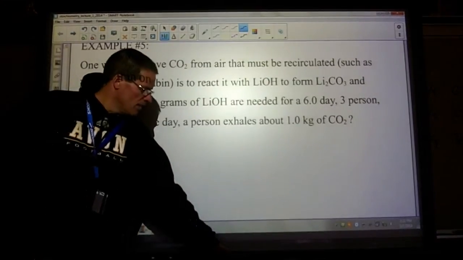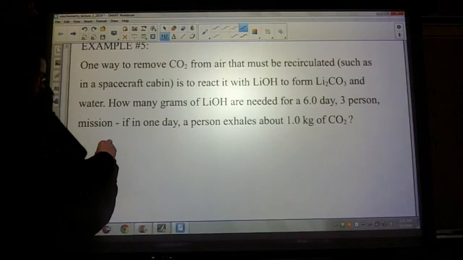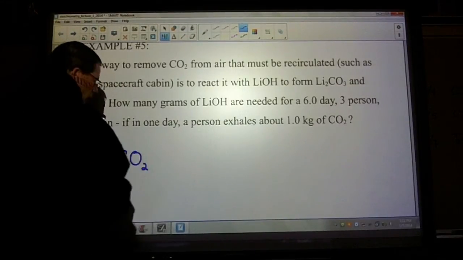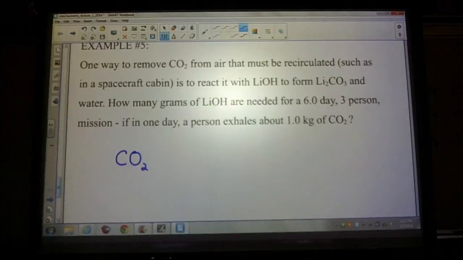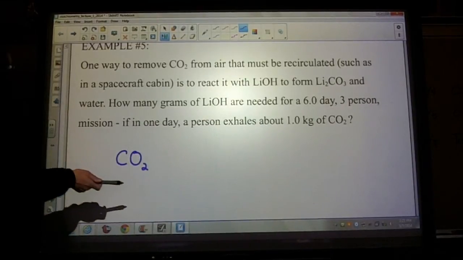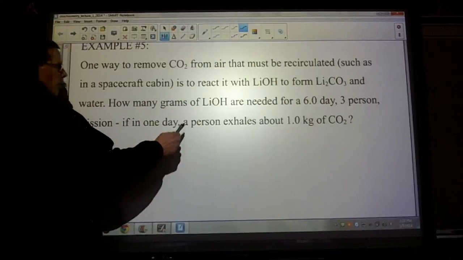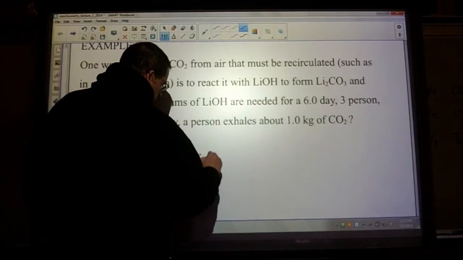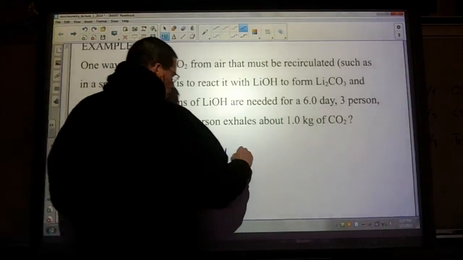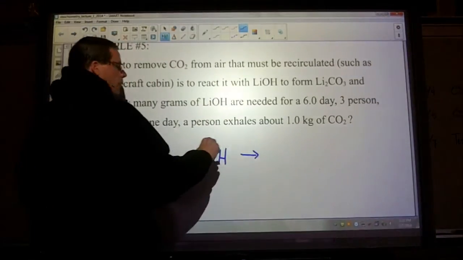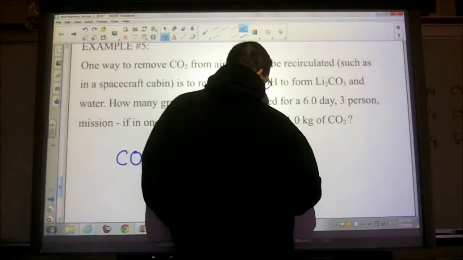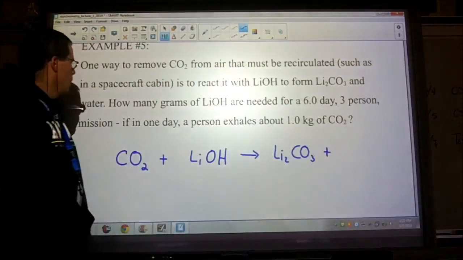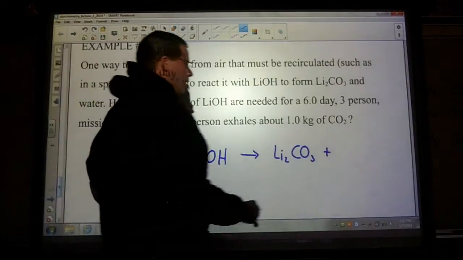So CO2 produces lithium thingy. Okay, well, hold on there. So we know we have carbon dioxide. That's our main thing that we need to be focusing on since we're trying to get rid of that. And we're going to react it with what? Lithium hydroxide, LiOH. And what are the products here? Li2CO3, lithium carbonate. And what else? And water, H2O.